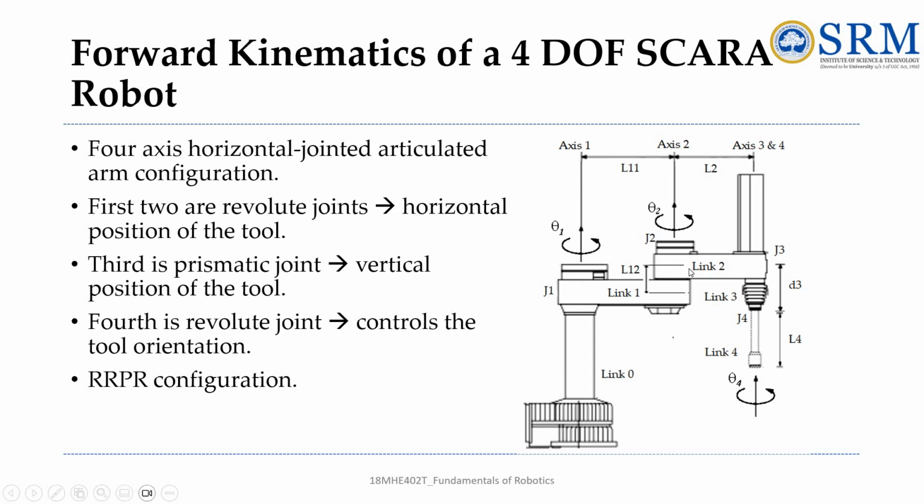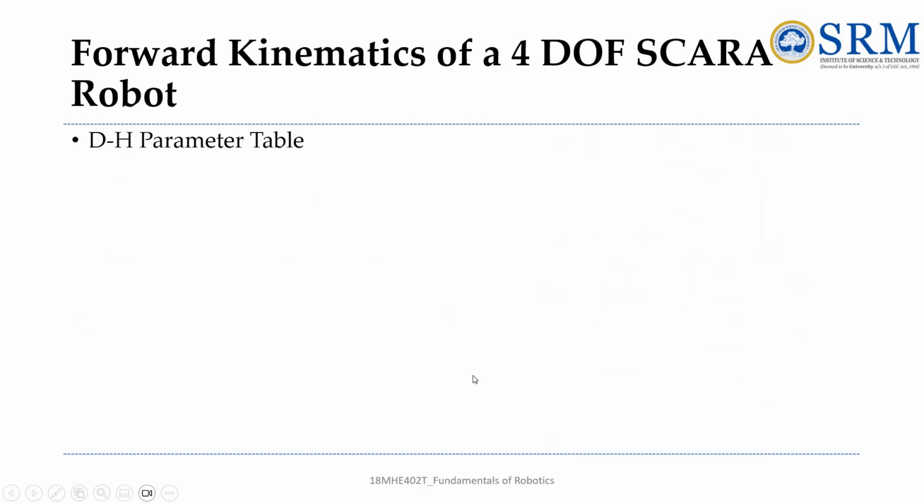So the vertical position of the tool, that is P, and the fourth is again a revolute joint, which controls the tool orientation. You could see here by using this theta representation, theta 1, theta 2 are the revolute joints. Okay, and the third link is a prismatic joint, and the fourth is again theta 4. Okay, so this is the RRPR configuration, represented as the RRPR configuration SCARA robot.